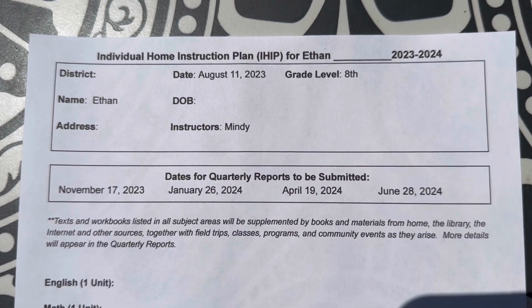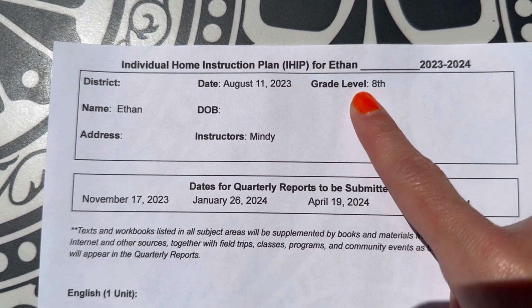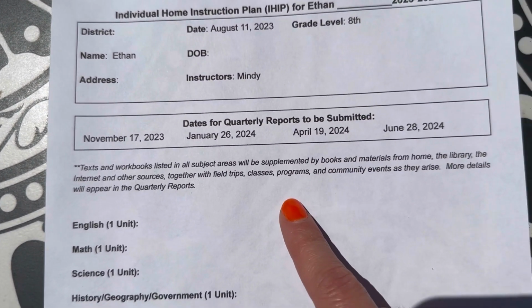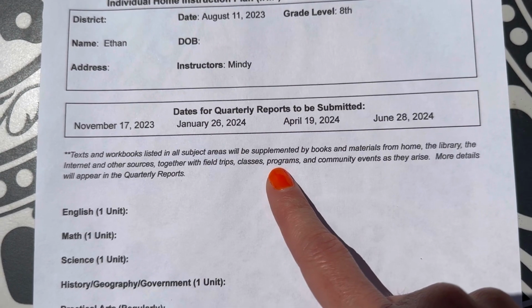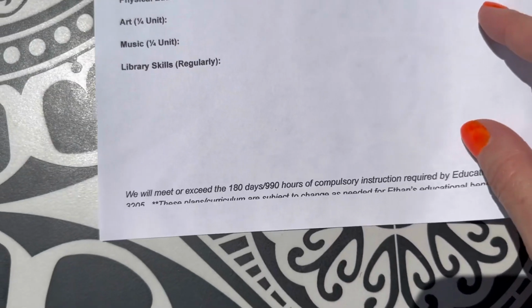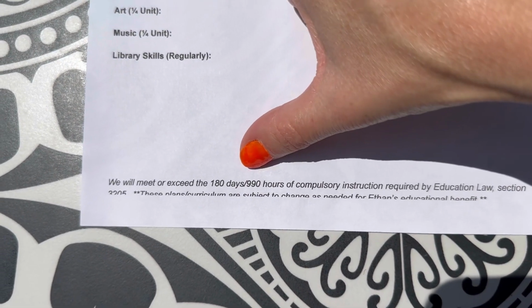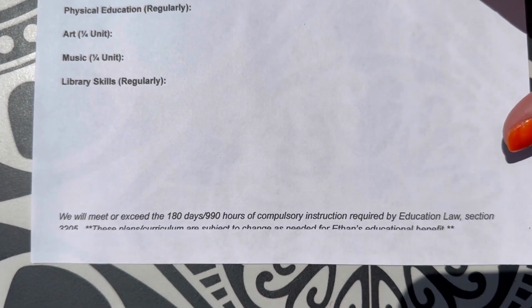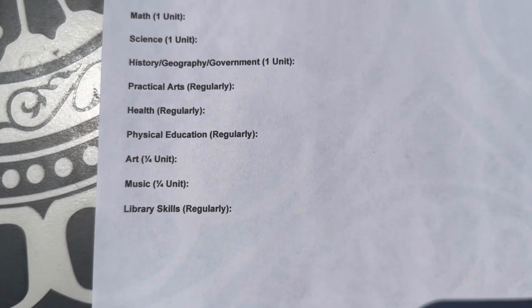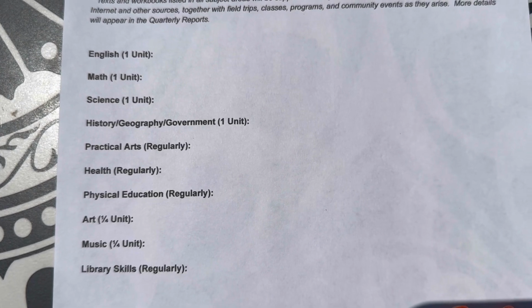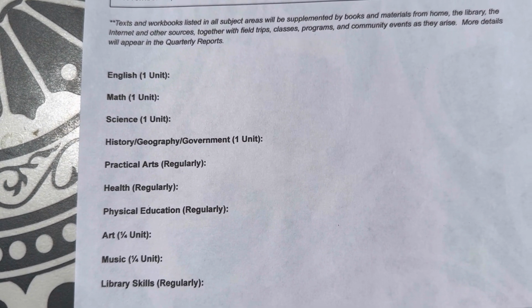So here's Ethan's IHIP. You can see that his is for 8th grade. This is for his last name if you're wondering what that blank is for. Again, I have the same statements for Ethan that I have as Brianna on here, and then down at the bottom. This kind of cut out. I need to fix the margins on my printer. But for middle school, they need 990 hours of compulsory instruction, whereas 1 through 6th grade is 900 hours. And then up here, for the required subjects, you can see they are slightly different from grades 1 through 6. So, this is specifically for grades 7 and 8.